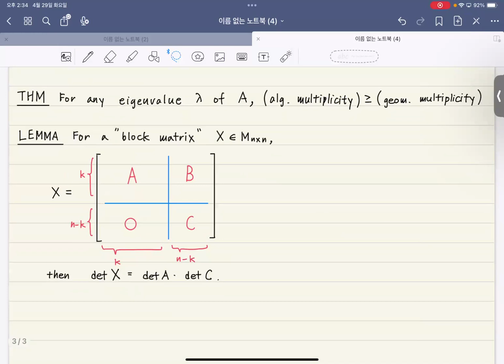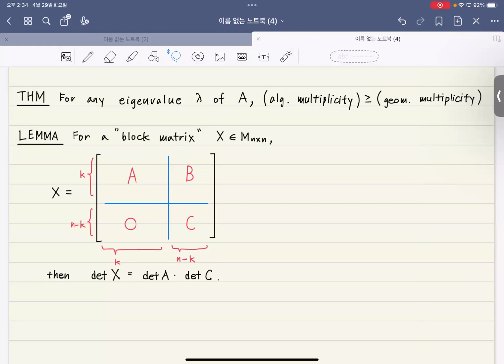Let me prove the lemma first, because this lemma is usually translated in Korean 보조정리. So 보조정리 means that to prove the big theorem, you will need some small tiny little statement, and lemma is that tiny little statement. And what is that? What is a block matrix?